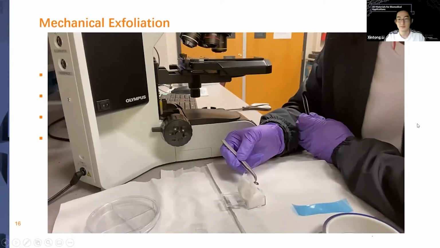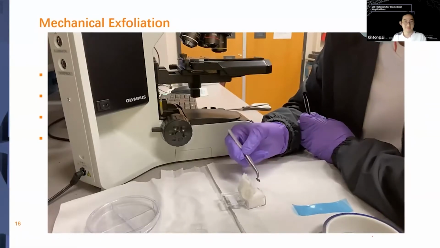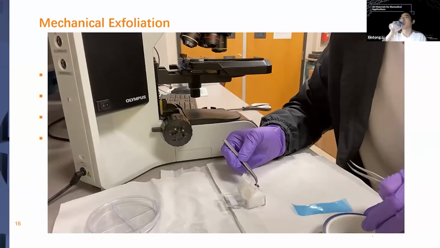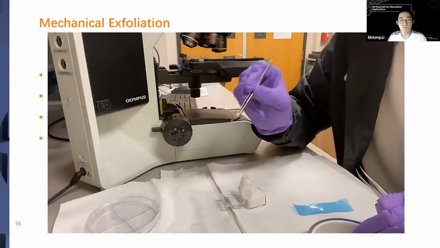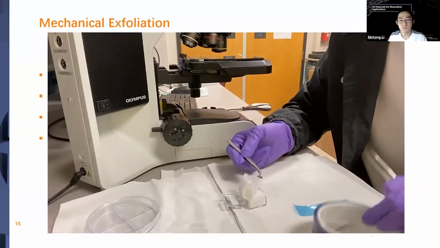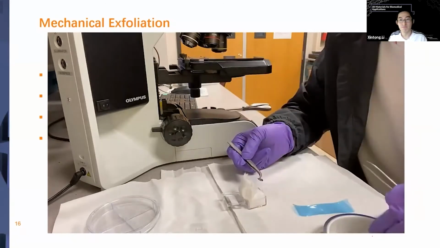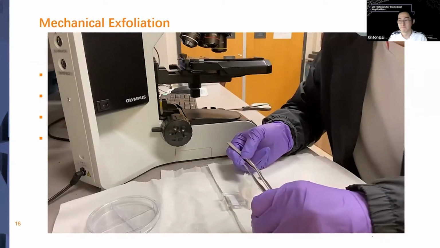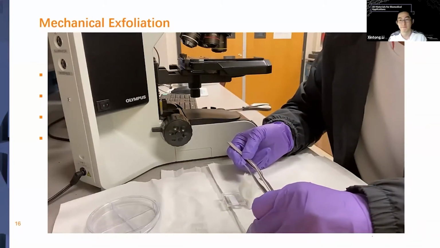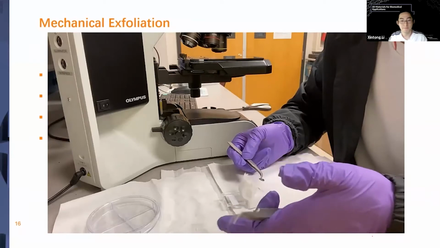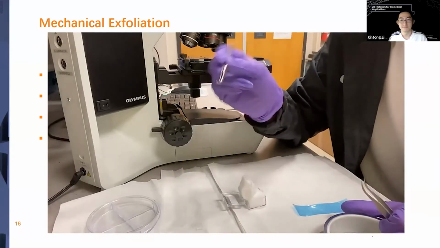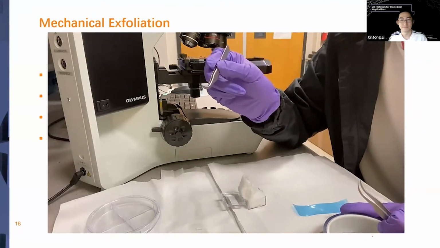So mechanical exfoliation is probably the most straightforward and simplest way of getting layered 2D materials with almost any layer number you want. And the equipment you need is very simple. You just need a bulk material that looks like this, a tape, an optical microscope, and a target substrate. It could be anything. It could be sapphire, silicon dioxide, any PDMS stamps or anything else. So as a start, we have this bulk material that looks like this.